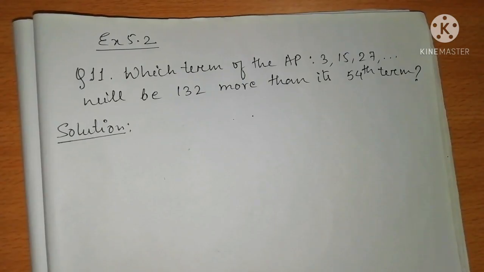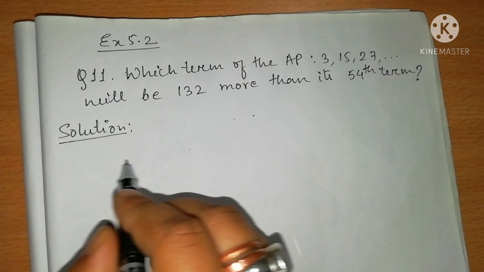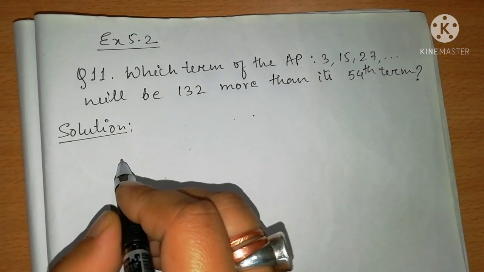Namaste students. So today we will do exercise 5.2 question number 11 of your NCERT book. Which term of the AP 3, 15, 27 will be 132 more than its 54th term? So how to proceed?